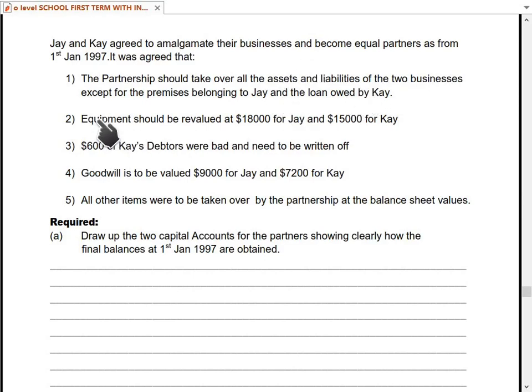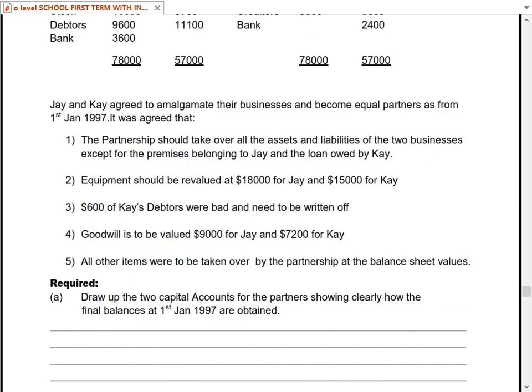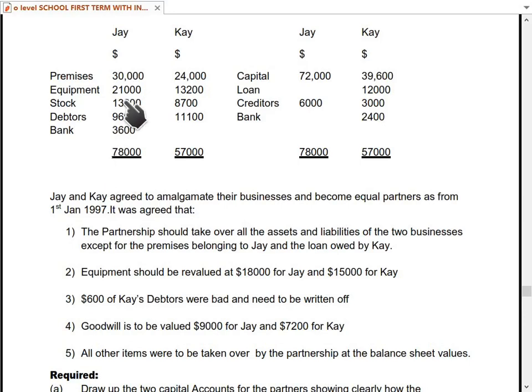Then equipment should be revalued, 18,000 for J and 15,000 for K. The previous values given in the question for equipment were 21,000 and 13,200. If the newer or revalued amounts are given, we will always use the newer values. And if the revalued amounts are not given, we always use the book values because we do not have any other option. 600 of the debtors were bad and need to be written off. The debtors are basically 11,100. We need to deduct this 600 from this figure in order to arrive at a realistic value for trade receivables.